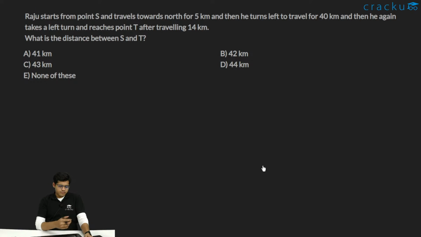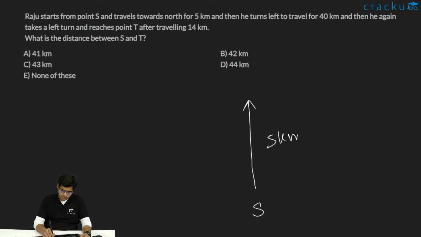Let's read this question. Raju starts from point S and travels to north for 5 kilometers. So Raju is starting from point S and traveling towards north for 5 kilometers. Okay. And then he turns left. So now he is taking a left turn. Now if he is reaching north here, so left side will be this side. Hence he is now moving to this side and travels for 40 kilometers.